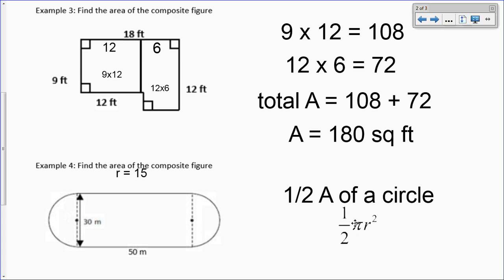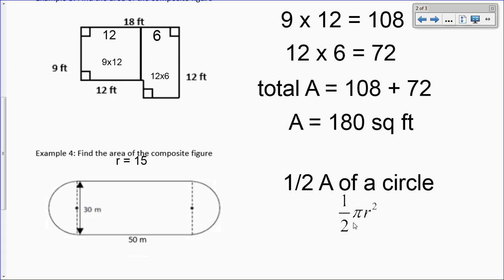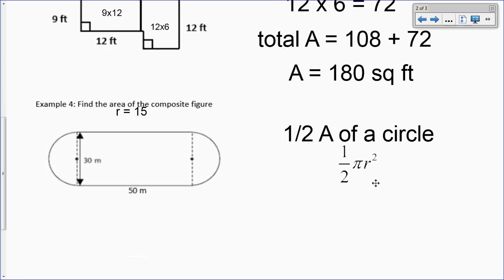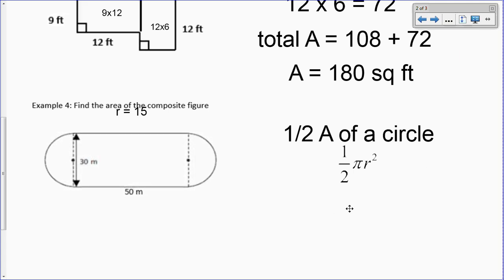So I go ahead and plug that in. Half of pi times 15 squared and half of pi times 15 squared will give me the areas for these two halves. Or you can find the area of the whole circle and then divide it by 2. Or because you're doing 2 halves, that makes one whole circle, you can do it that way. The area for the inside, that's a rectangle, so we do length times width, 30 times 50.